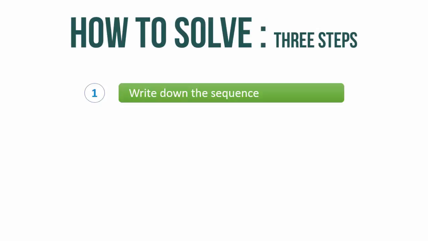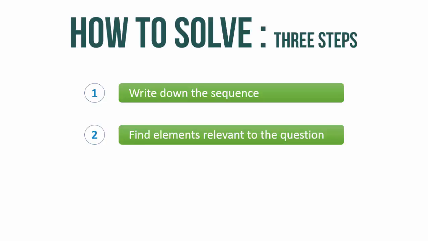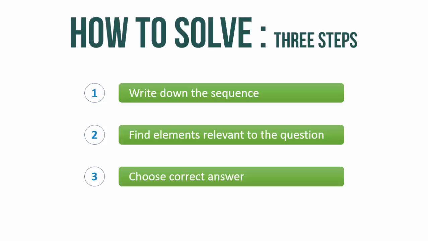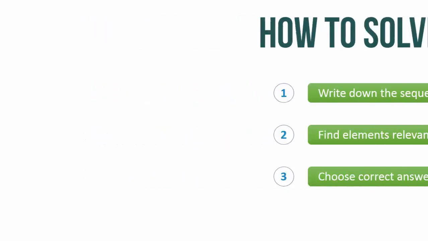Step 1 is to write down the sequence. A sequence or an order is going to be described in the question. You have to figure out exactly what that order is. Step 2 is to find elements that are relevant to the question. Now, based on the sequence that you have just worked out, a question will be included. You have to find elements in the sequence that correspond to this particular question that has been asked. Third option is to choose the correct answer from the 5 options provided.